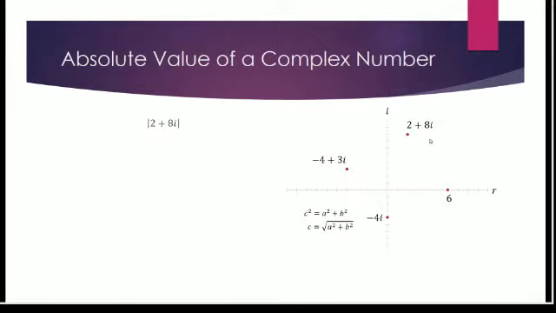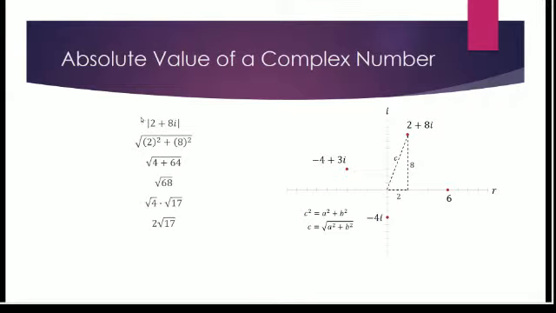Let's do 2 plus 8i as well. Note this triangle has sides 2 and 8, so the square root of 2 squared plus 8 squared is 4 plus 64, which makes the square root of 68. Oh, that one's irritating. 68 is a multiple of 4, that's 4 times 17, so we get 2 square root of 17.